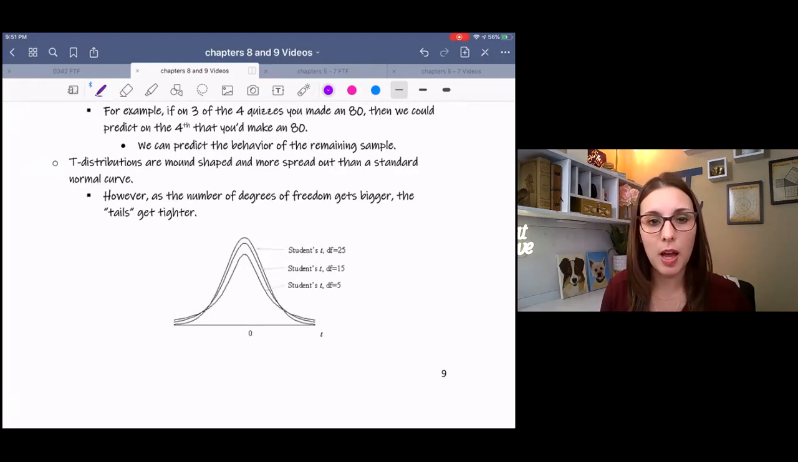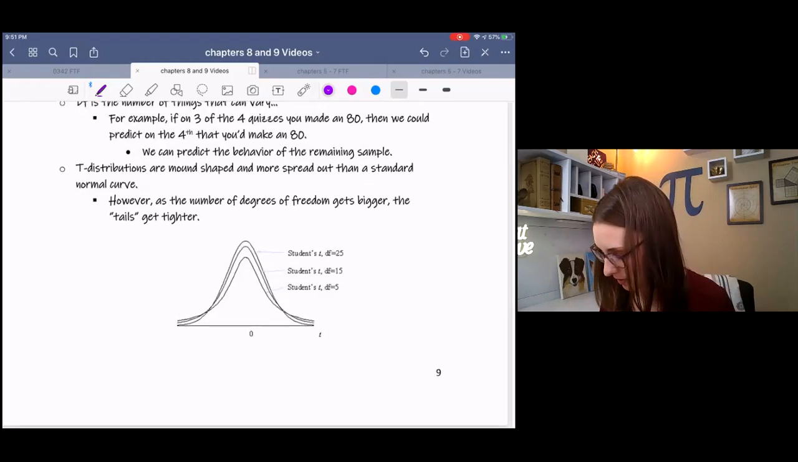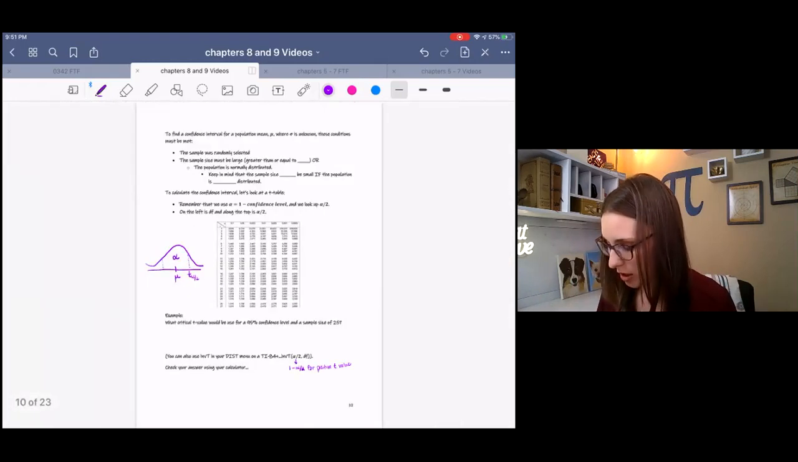It is roughly mound-shaped. It's a little more spread out, but the more degrees of freedom you get, the tighter the tails go, the narrower it gets, because the degrees of freedom are based on your sample size. And as your sample size gets larger, that's going to tighten up your data so that it looks more normal. So there's a little sketch of it.